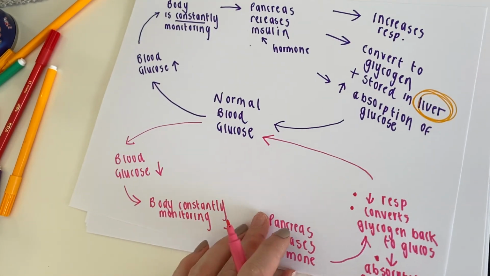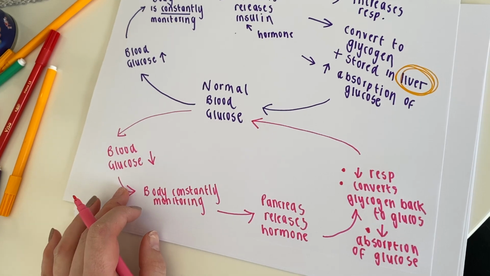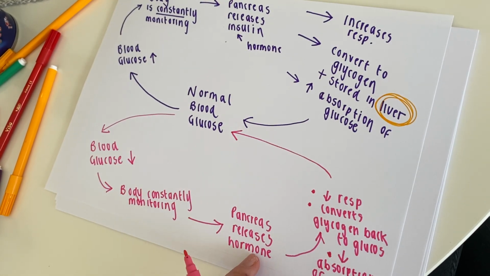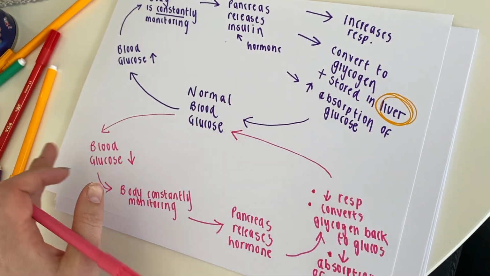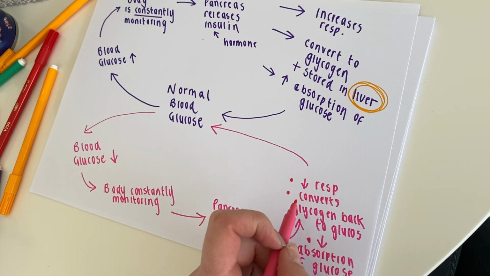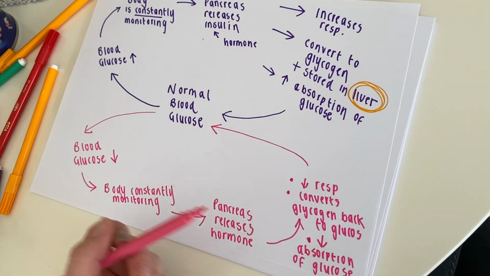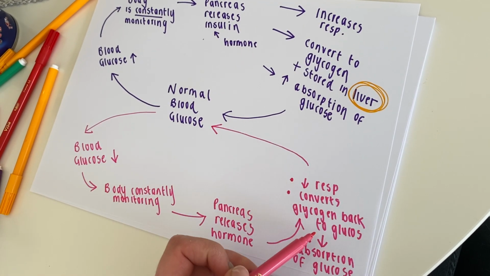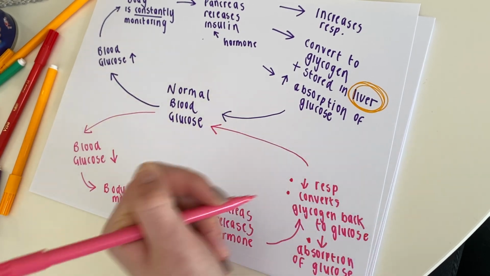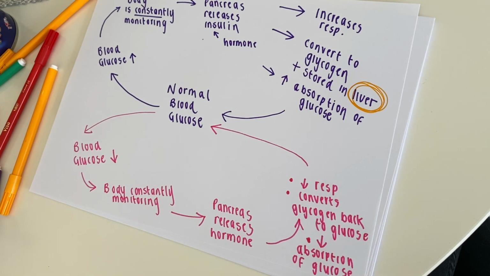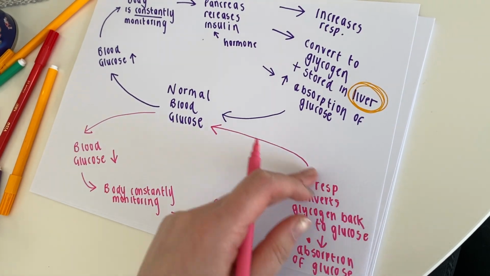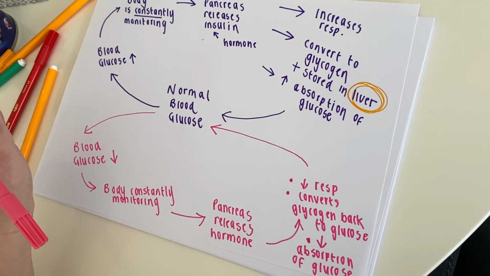So let's recap that one. Blood glucose levels have decreased. Body constantly monitoring this and realises, the pancreas releases a hormone. It's not insulin this time, it's a different hormone, and this then decreases respiration. If there's less respiration happening, then there's going to be less glucose being used up. It takes some of that glycogen that we stored away in the liver earlier and converts it back to glucose. And it decreases the absorption of glucose. So basically the exact opposite to what happened up here, and blood glucose level then is returned to normal.